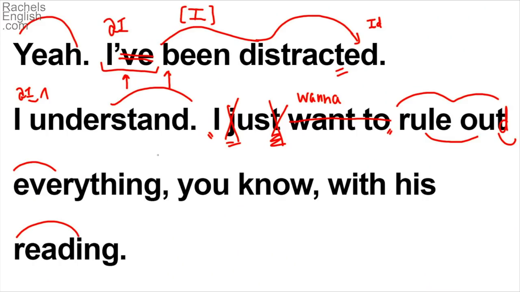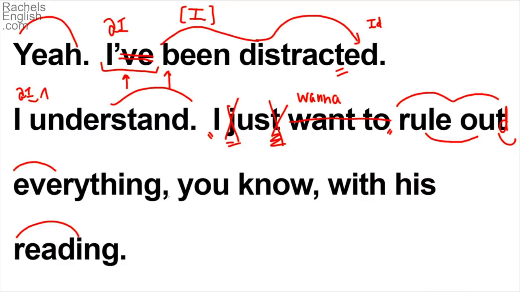This is a phrasal verb, and it means to make impossible, to eliminate as an option. If you rule something out, that means it won't happen or it can't be. For example, if you're unwell, you may do a series of tests for specific illnesses to rule them out. If it comes back negative, then you know it can't be that. Rule out everything, you know, with this reading.